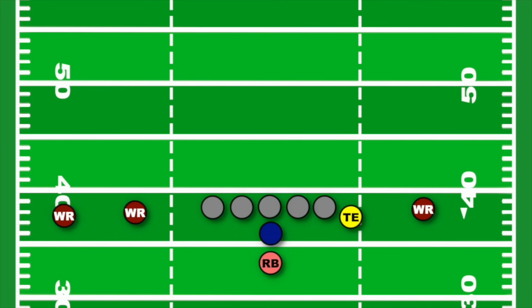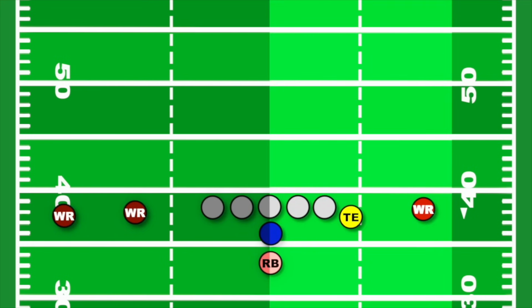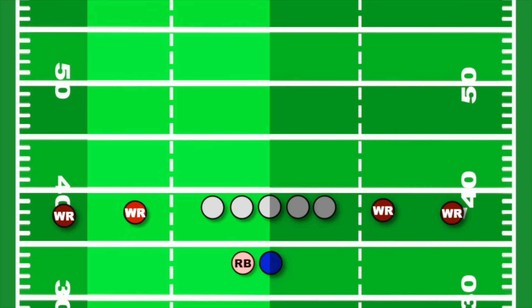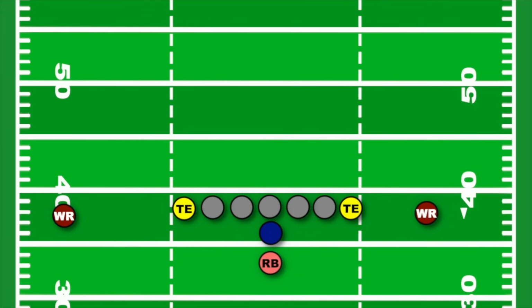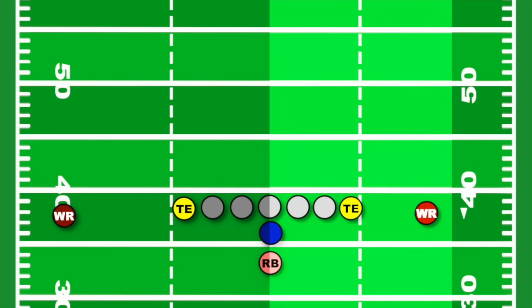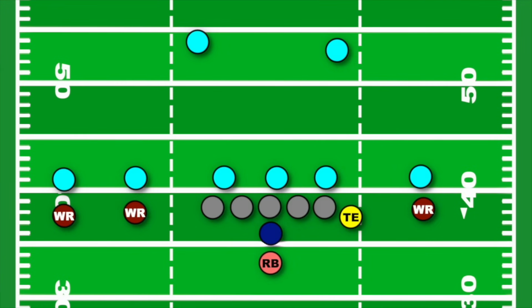The strong side of the formation is the side of the formation with the tight end. If there's no tight end or 2 tight ends on opposite sides, the strong side is the side with the running back or fullback. And if the formation is perfectly symmetrical, the strong side defaults to the right side. The Sam linebacker is the linebacker on the strong side of the formation, the Will linebacker is on the weak side, and the Mike linebacker is in the middle.